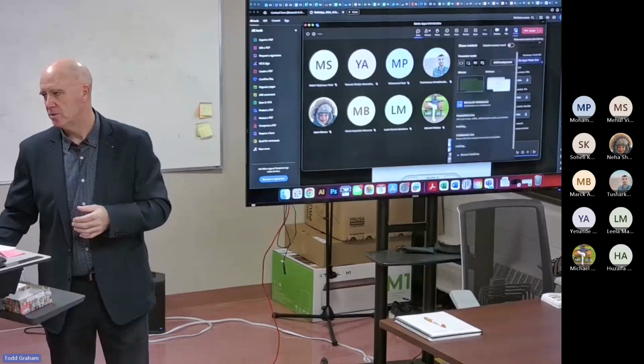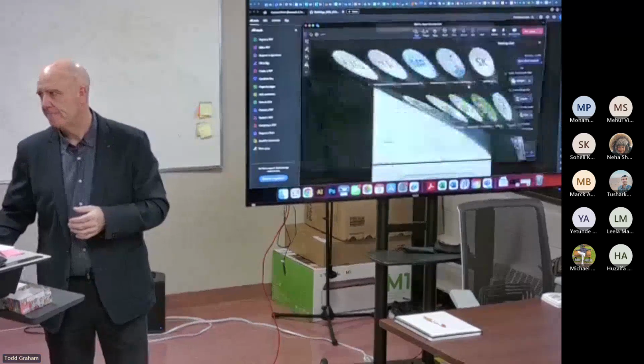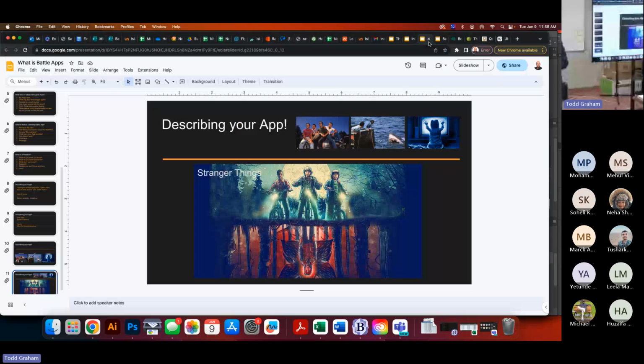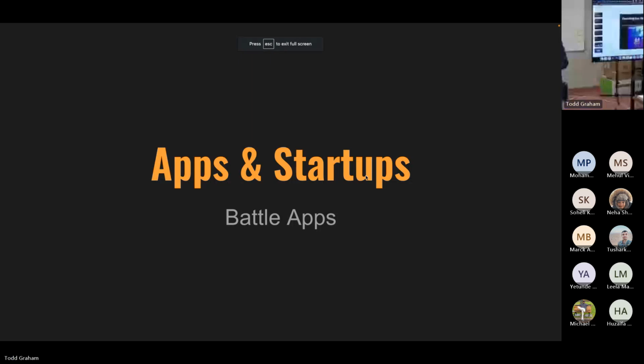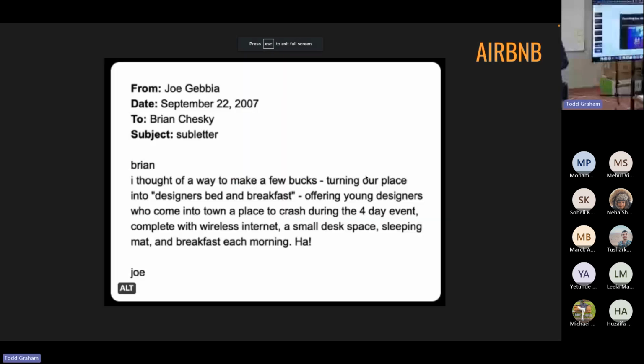I'm going to hit one last deck. And there we are. So I'm going to talk a little bit about applications and use some examples here.